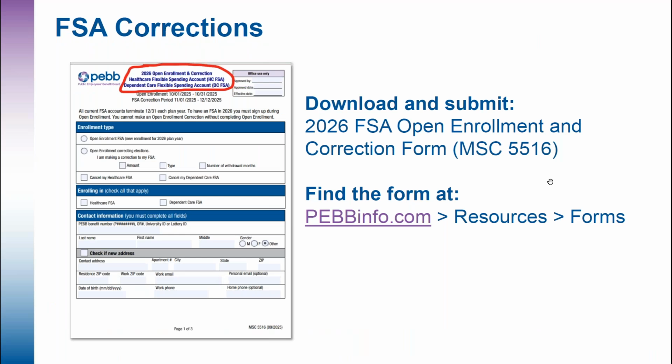So here's the form. It's the 2026 FSA open enrollment and correction. You can basically make corrections to your dependent care and healthcare FSA. And you can find all of our forms at www.pebinfo.com under resources and then under forms. So you can always find all of our forms under forms.